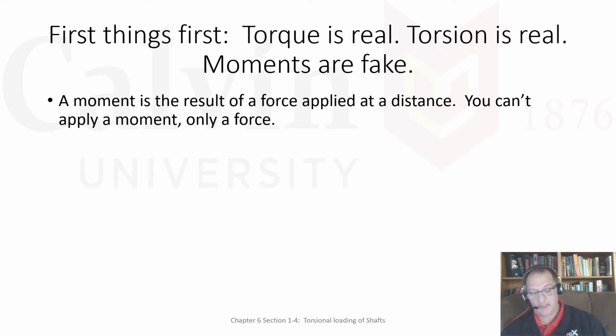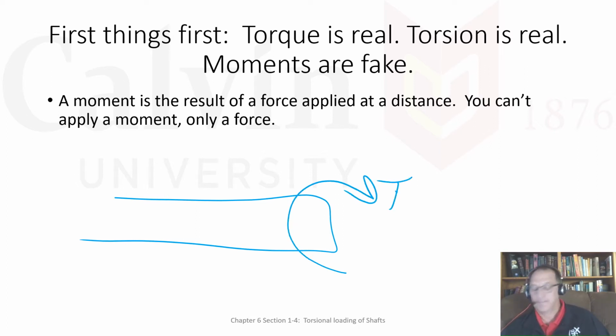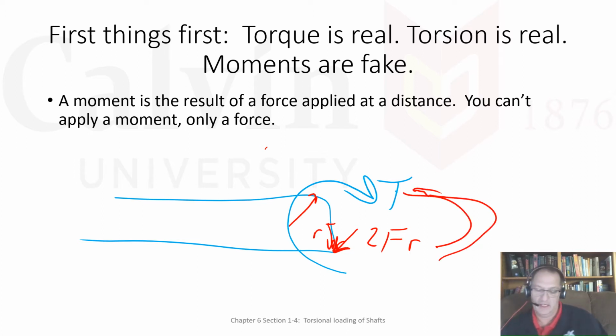So when we talk about problems where we say we applied a torque, or really a moment, no, we didn't. Instead, what we did is we applied a force here and a force here, and the force times that distance from the center, call that R, and then I have to multiply that by 2 because there are 2 of them. That torque is equal to 2FR.